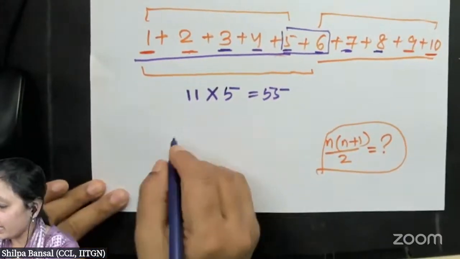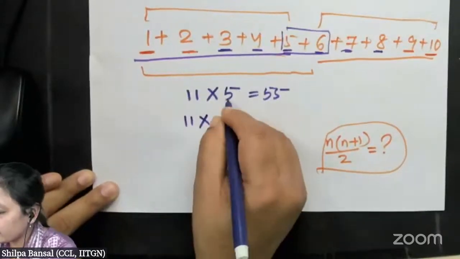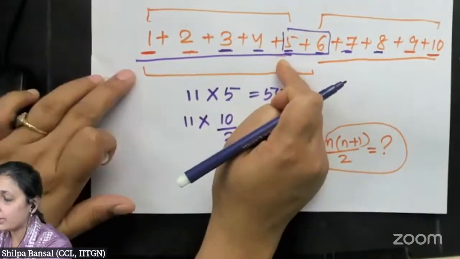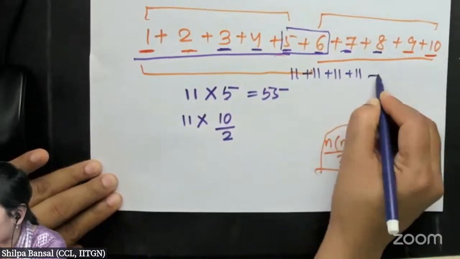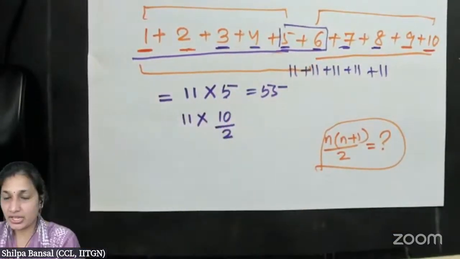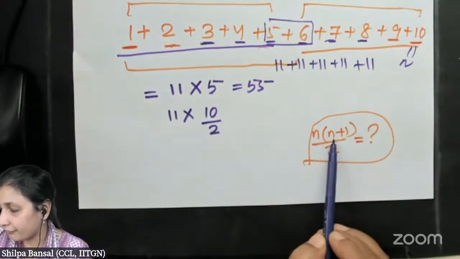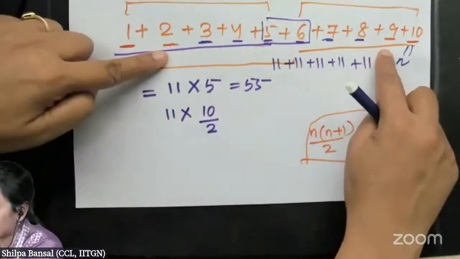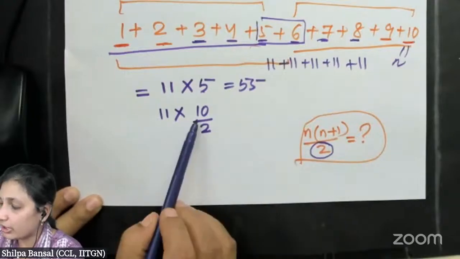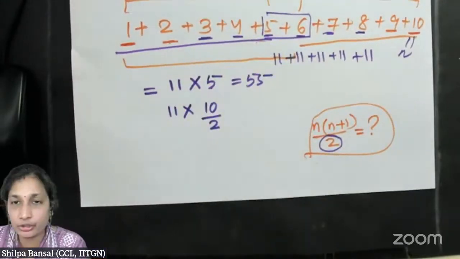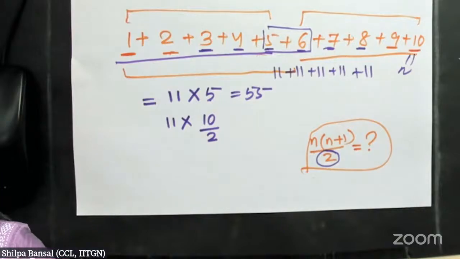Or we can say we had a total of 10 numbers, so 10 plus 1, 11, we are getting. Into 5, I can write it as 10 by 2, half of them. So we have 11 plus 11 plus 11 plus 11 plus 11, that is 5 times, which is same as 55. So that's why here we are getting n. n is our 10 here. And why are we getting n plus 1? Because we are adding 1, we are getting 11. And how many times? We are doing it by 2, because we are dividing it into 2 halves. That's why.